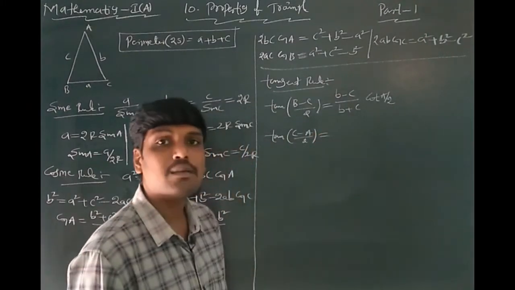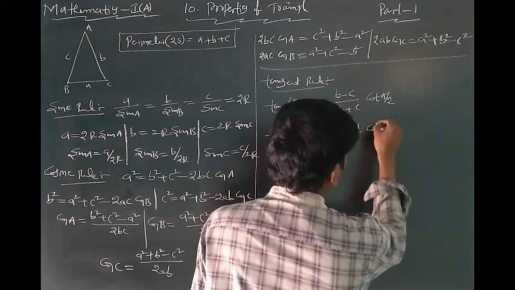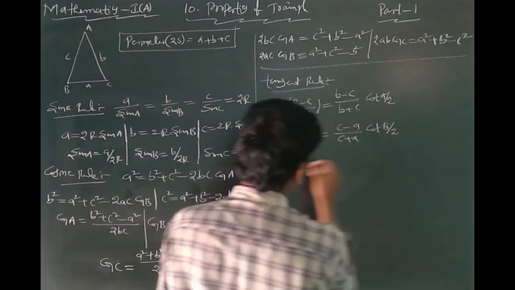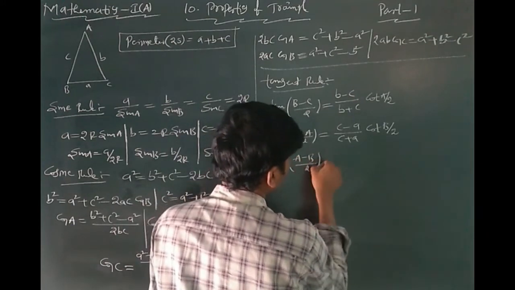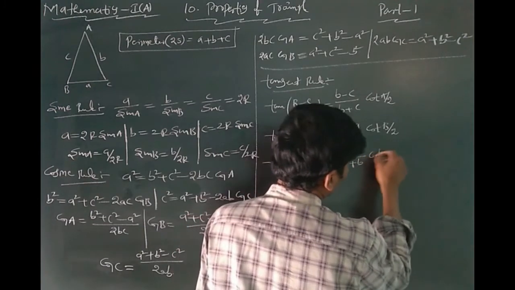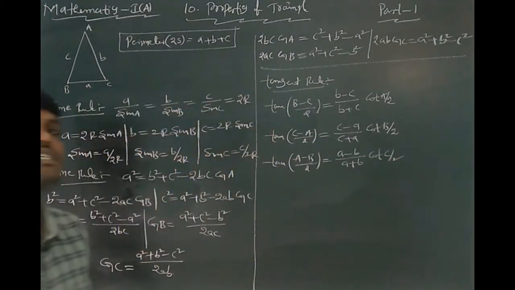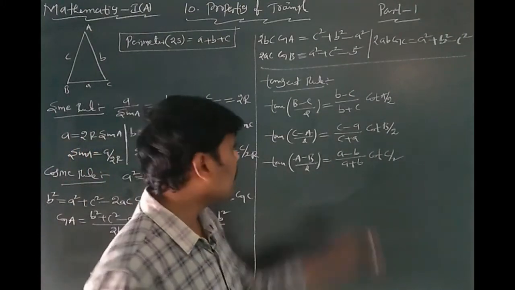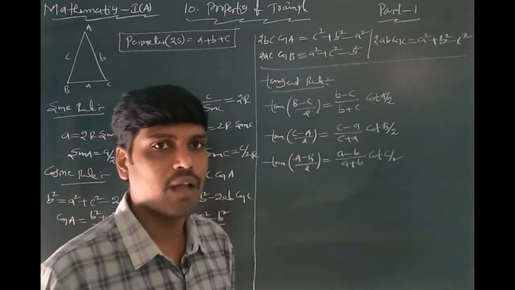Tan of (C minus A) by 2 equals what? (C minus A) by (C plus A) into cot of B by 2. You can write tan of (A minus B) by 2 is equal to (A minus B) by (A plus B) into cot C by 2. These three formulas are the tangent rule, or Napier analogy formulas.